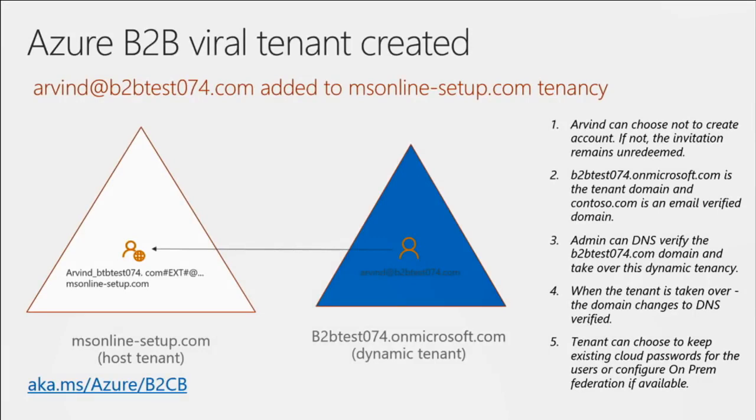So you offer him an invitation. If he chooses to ignore it, it's just never accepted. If he accepts it, you get a test account created. It's then DNS verified. When they take over that token, it changes the DNS to verified. And the tenant can then choose to keep the existing password or enforce on-prem federation if available.